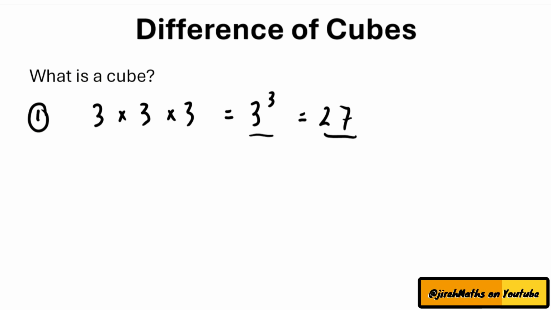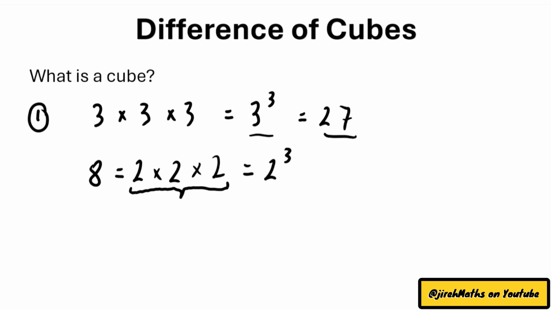Other examples of cube numbers are 8. 8 is 2 times 2 times 2, which is 2 to the power 3. Other cubes that are commonly tested are 64, which is equal to 4 cubed, and 1, which is 1 cubed. I have noticed a trend that a cube number is a power of 3. For example, 27 is 3 cubed, 8 is 2 cubed, and 1 is 1 cubed. So as long as you have a power of 3, it is a perfect cube.